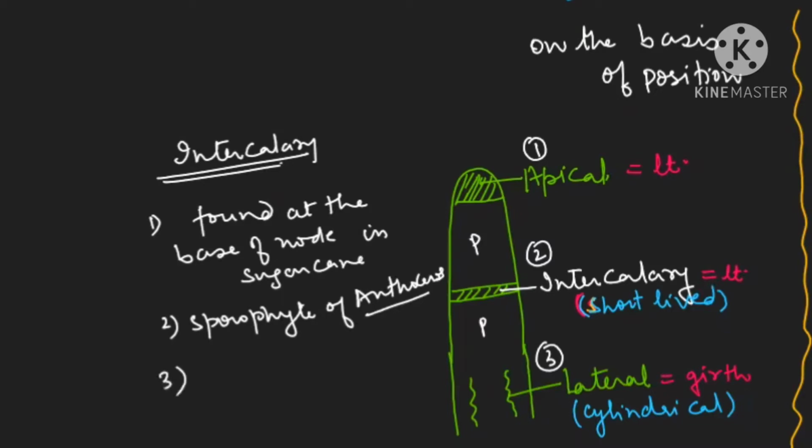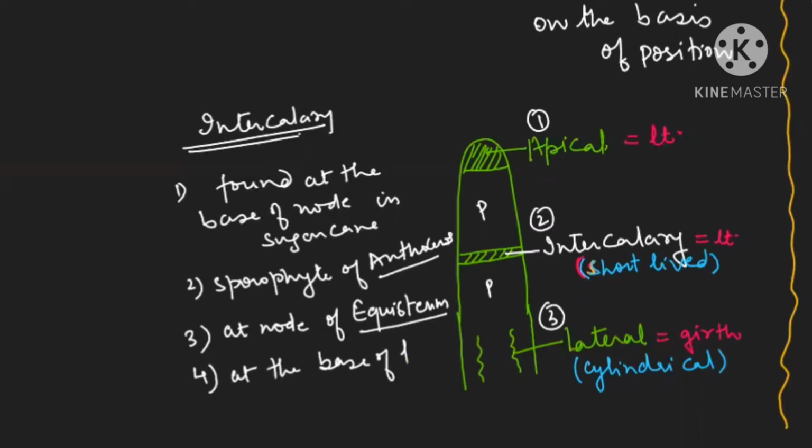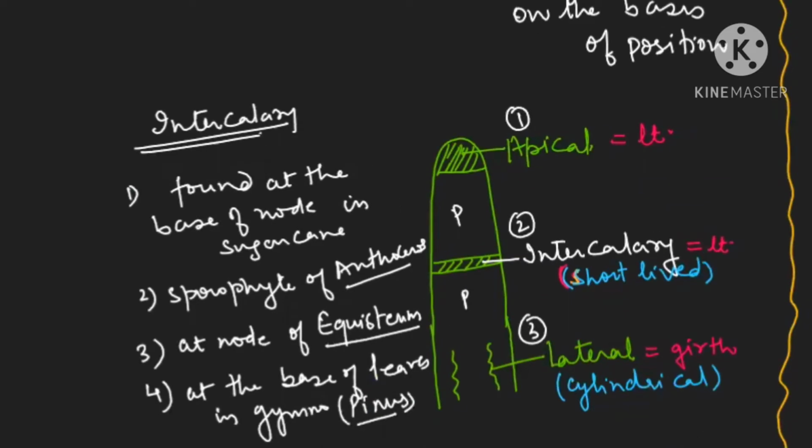Then it is present in Equisetum also. It is present at the node of Equisetum. So it is present in the bryophyte, it is present in pteridophyte, and now see the gymnosperm. It is present at the base of the leaf in gymnosperms. Clear, beta? And the gymnosperm example is Cycas. So intercalary meristem, this is very important.